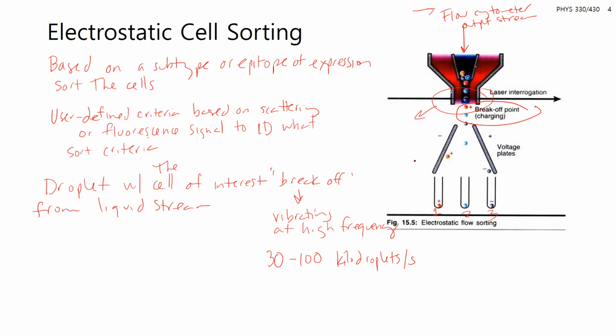And at this point, the key thing with the cell sorter is that there are these voltage plates to create an electric field in this area. Based on your cell sorting criteria, that will then tell you what applied voltage you use.